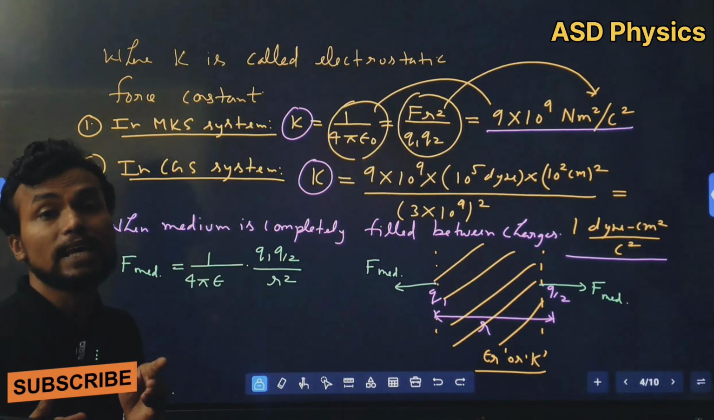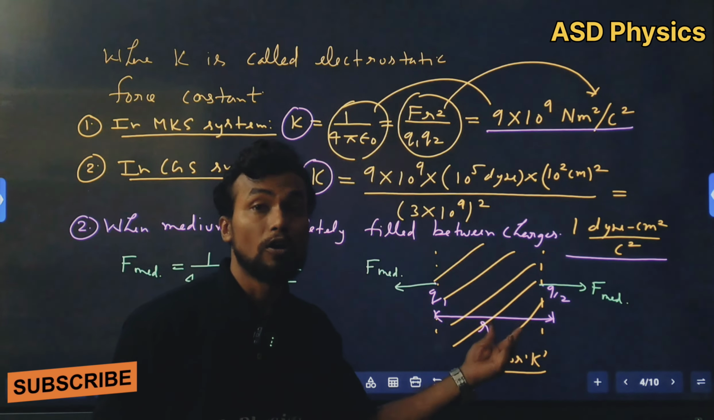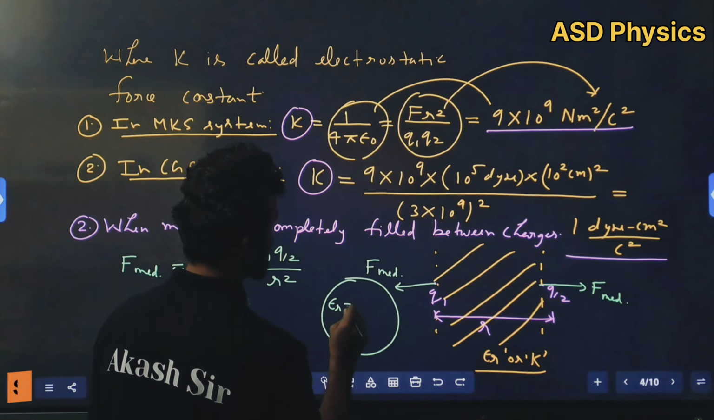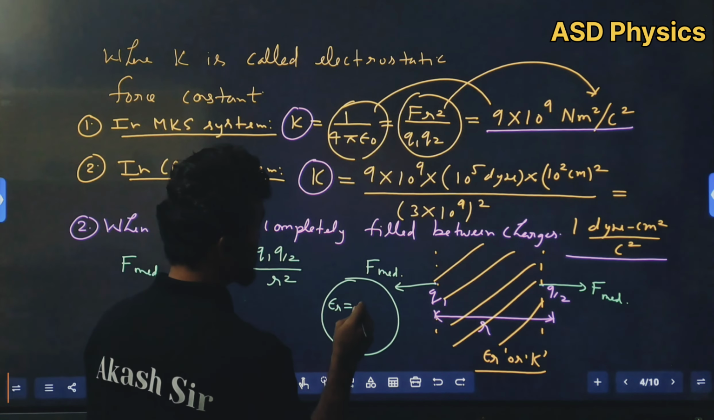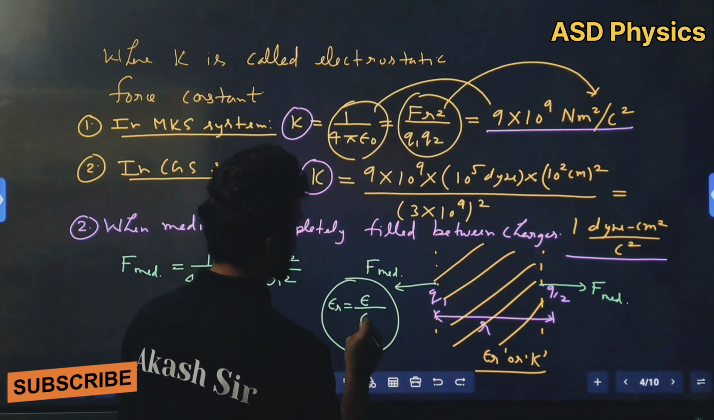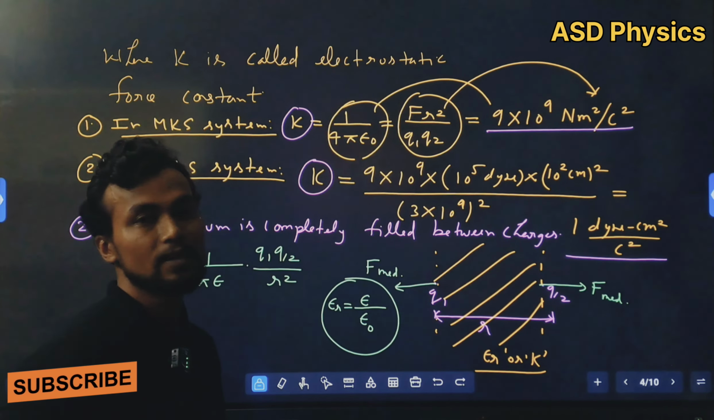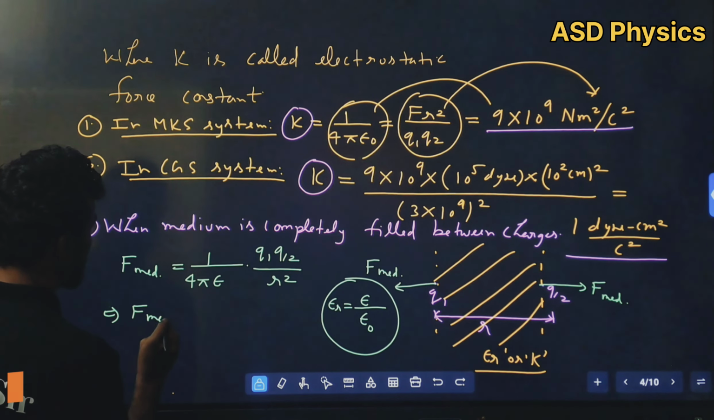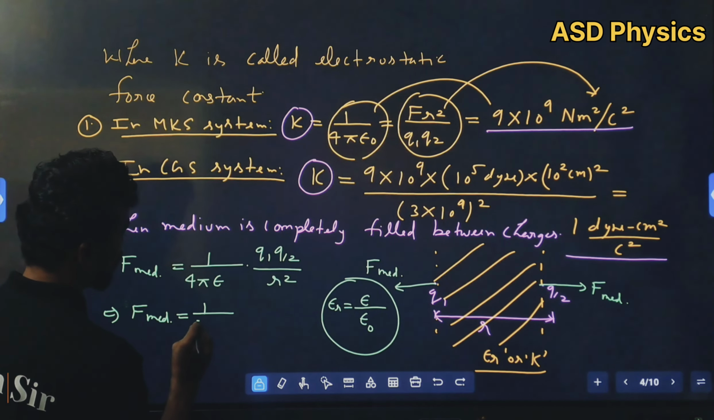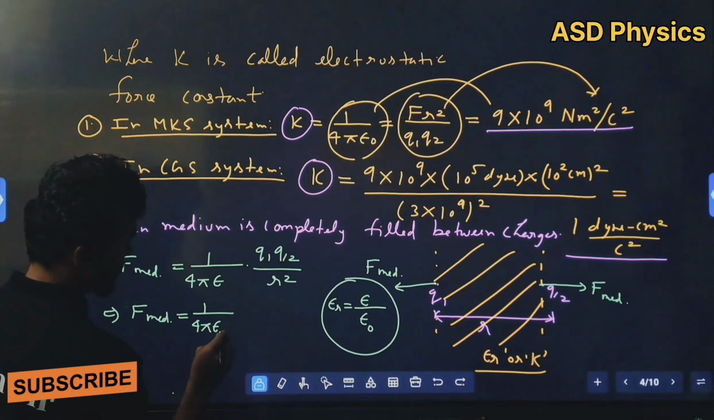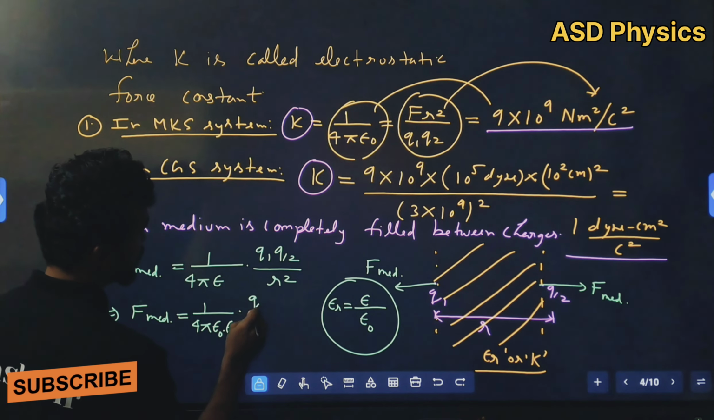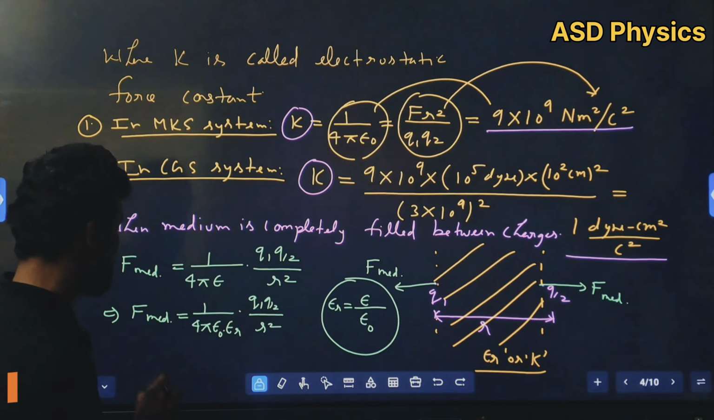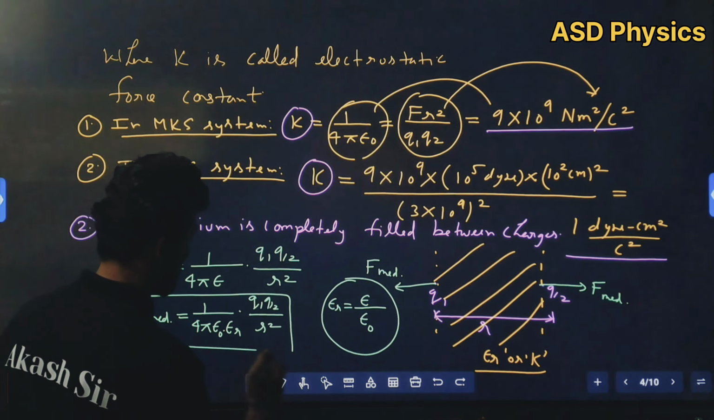What is this epsilon? This epsilon is called the permittivity of the medium. And here I will write one more formula: epsilon r, that is relative permittivity, is given by the permittivity of the medium by the permittivity of free space, epsilon by epsilon naught. So from here, F medium is equal to 1 by 4 pi epsilon naught epsilon r into Q1 Q2 by R square. I hope this is very clear. This is the formula, okay students?